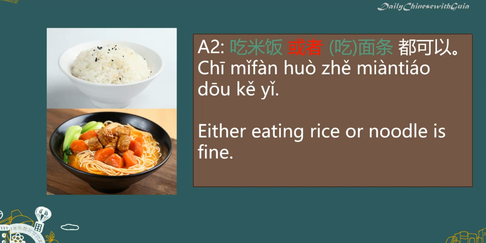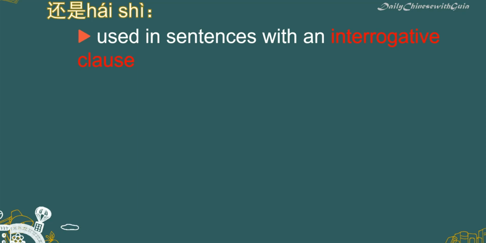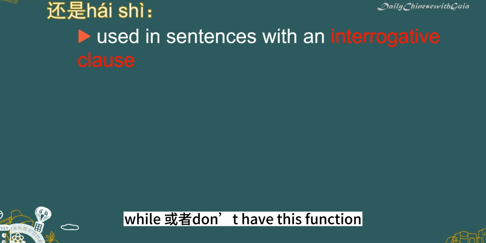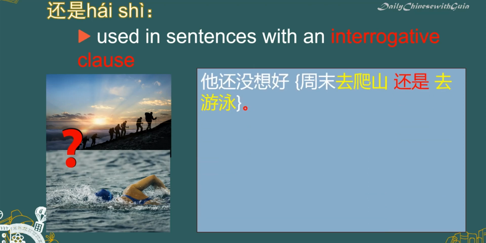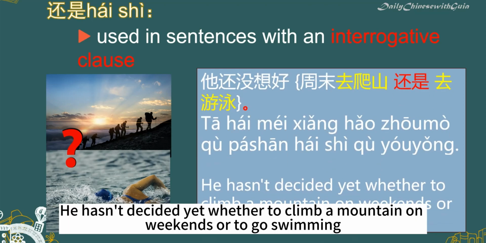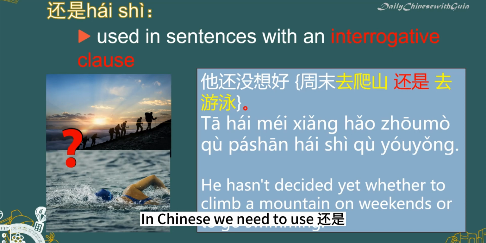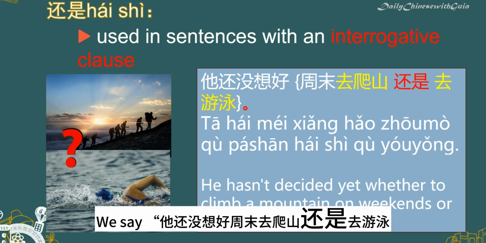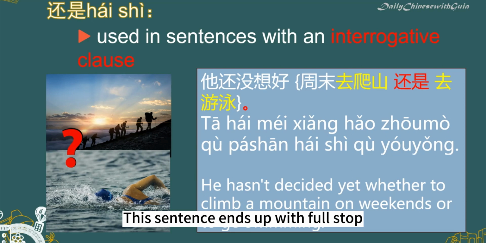Now let's continue. 还是 is used in sentences with an interrogative clause, while 或者 doesn't have this function. Let's look at two examples. The first one: he hasn't decided yet whether to climb a mountain or go swimming on the weekend. In Chinese, we need to use 还是. 他还没想好周末去爬山还是去游泳. This sentence ends with a full stop. Okay?